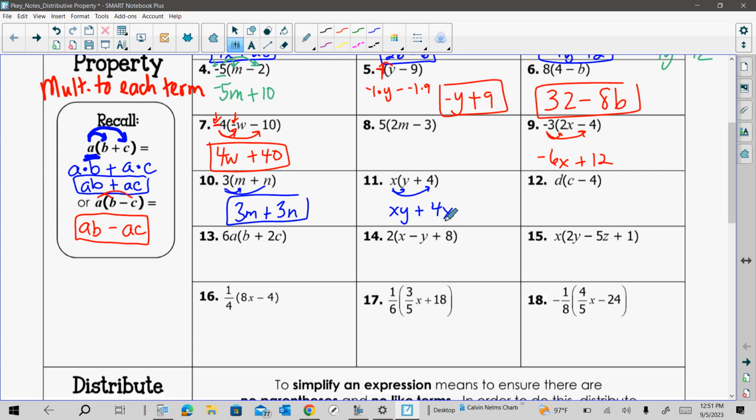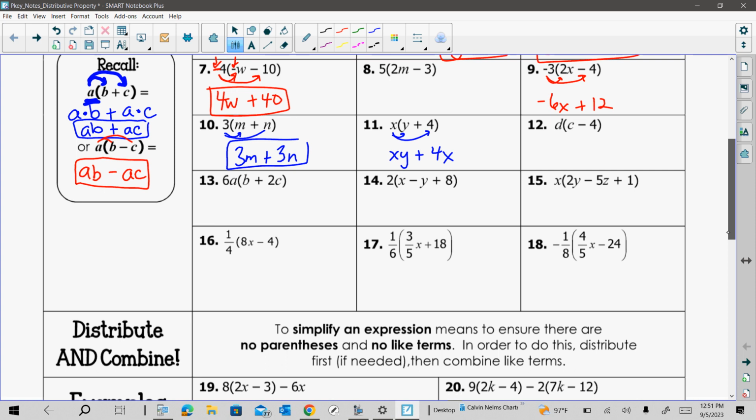All right, you do 12, okay? I'm going to stamp this. We're going to do a couple together, and I'm going to check that you did the other ones.